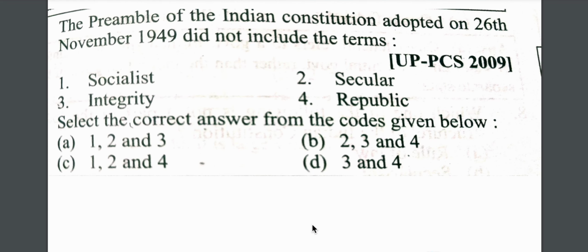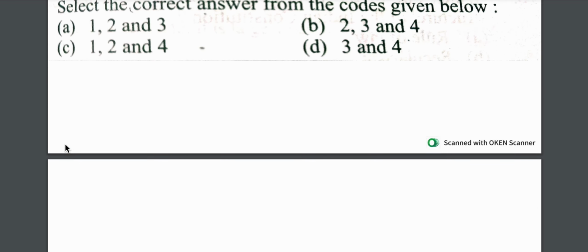21st question, the preamble of Indian Constitution adopted on 26 November 1949 did not include the terms. First statement is socialist, second is secular, third integrity, fourth republic. So the original preamble did not contain the words socialist, secular and integrity. Okay, so option A is the correct answer. And under the 42nd Constitutional Amendment Act, these were added.